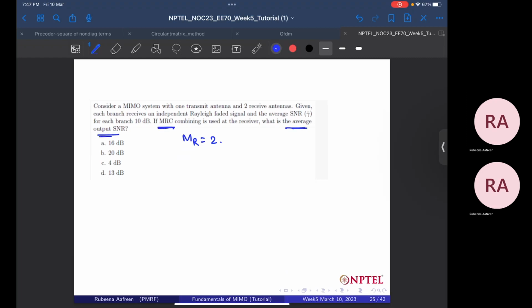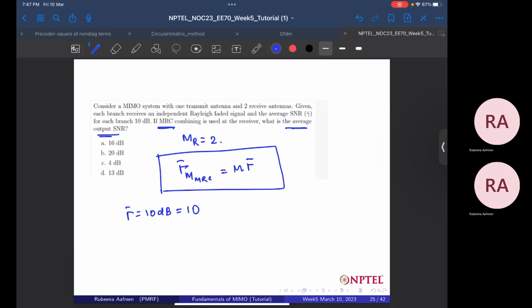And what combination is used? MRC combination. So what is the average SNR for MRC? This is equal to M times the average SNR for each receiver, right? Now here the average SNR for each receiver is given as 10 dB, so this is 10 in the linear scale also. So the average SNR for MRC would be, since there are two receive antennas, M is 2, 20.